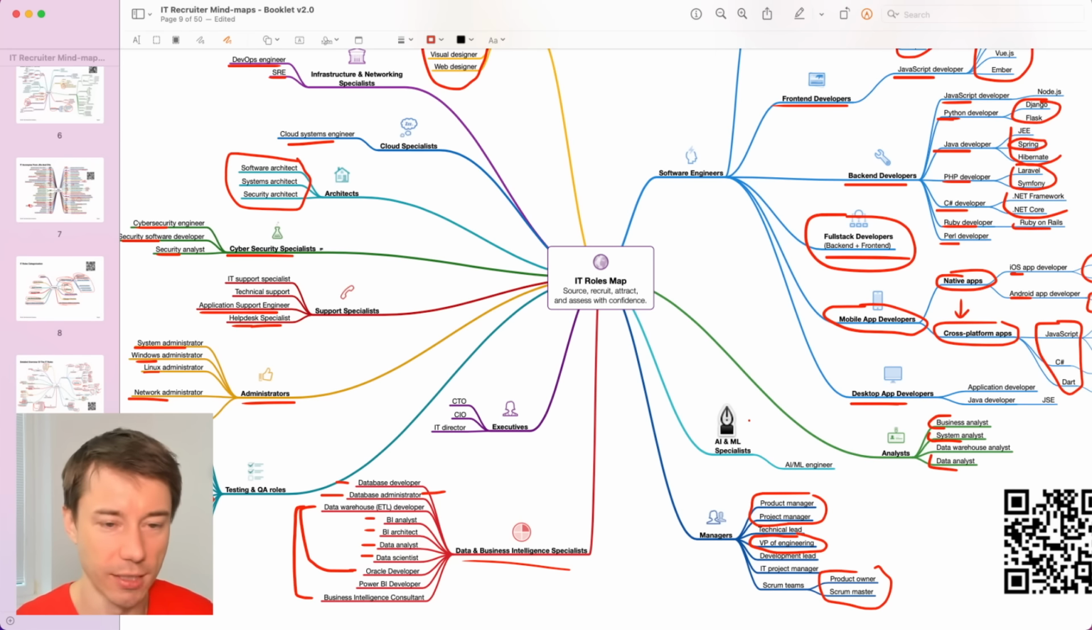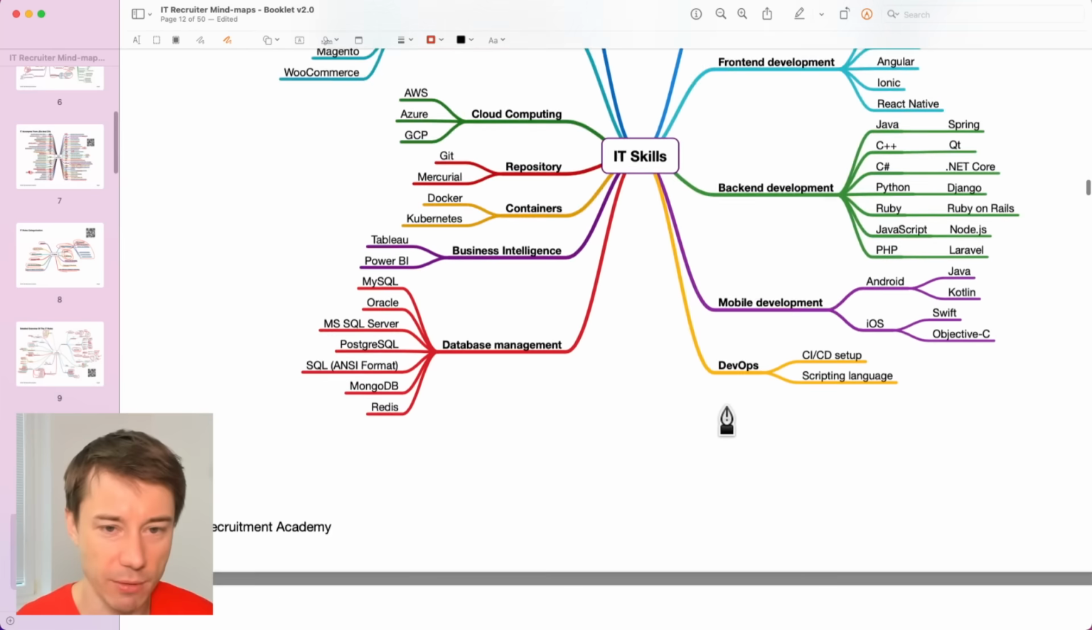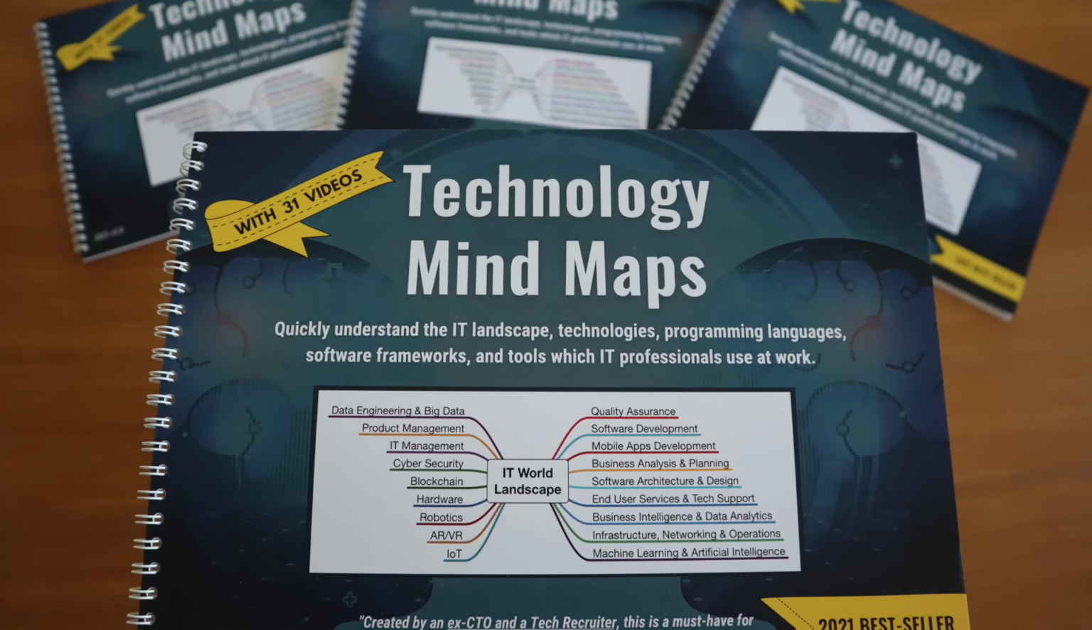So I hope this was useful, and don't forget there are many more mind maps to go, so stay tuned. And if you would like to find more IT candidates and talk to them with confidence, then the whole booklet with over 40 mind maps can be useful for you, especially if you are transitioning from a non-tech field to IT, because this booklet includes 40 mind maps that cover the whole IT landscape. We start on a high level with IT roles, and then we dive deeper to web development, mobile, desktop development, and then even deeper. So for example, software web development with JavaScript.